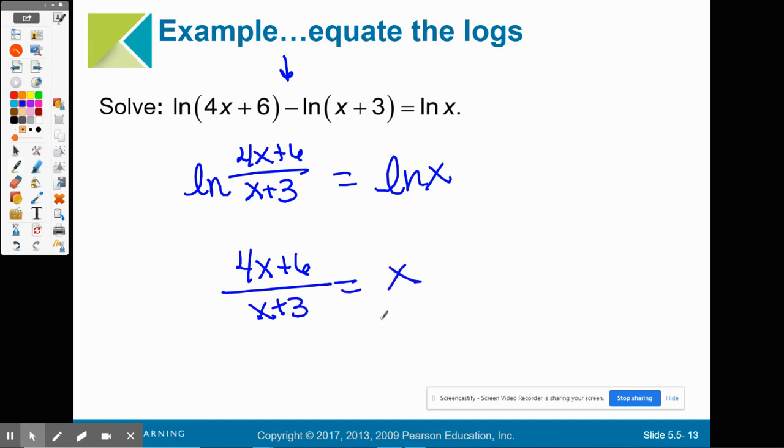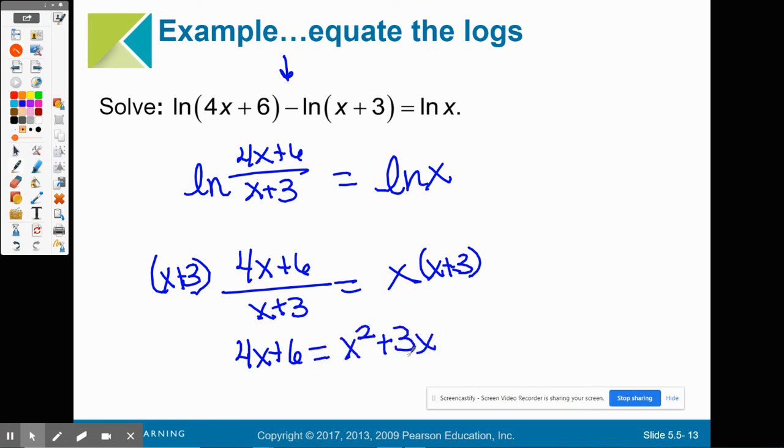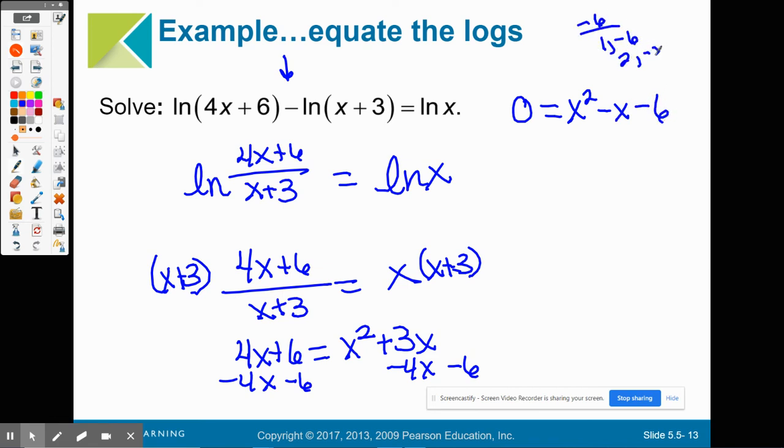Can you solve this? You can. You might not think you can, but you can. What do you hate the most? The fraction. So get rid of it. Multiply both sides by x plus 3. That gives you 4x plus 6 equals x squared plus 3x. Anytime you have an x squared and an x, you need to get 0 on one side. So we'll subtract 4x and 6, and we get 0 is x squared minus x minus 6. Make your list for -6 to factor. 2 and -3 will get the job done. x plus 2, x minus 3, and x equals -2 and 3.